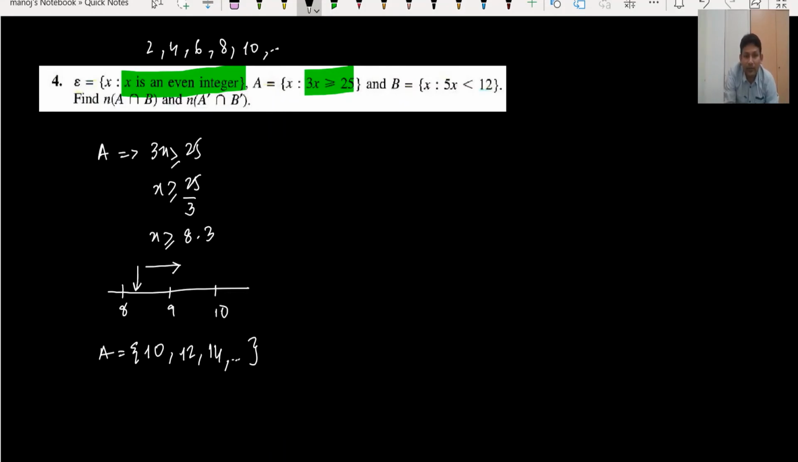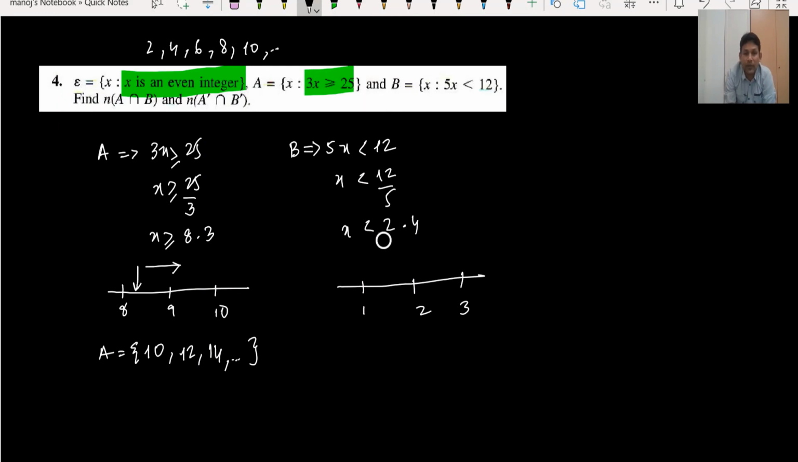I'm moving to B part. B is about 5x less than 12. X is 12 upon 5, and x is less than 2.4. If you draw a number line to check which elements are there, I will write 1 here, 2 here, and 3 here. Now, where is the position of 2.4? 2.4 definitely should be here. And if I'm moving less than, I will move left hand side. So the number which comes right after here is 2, and there is no 0.